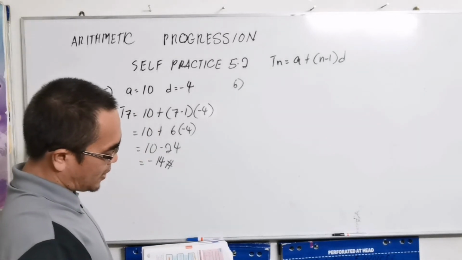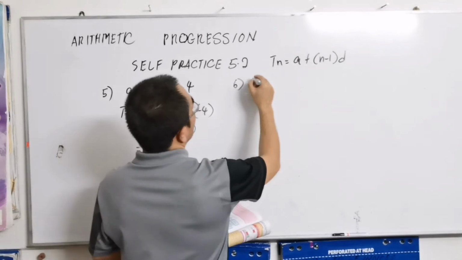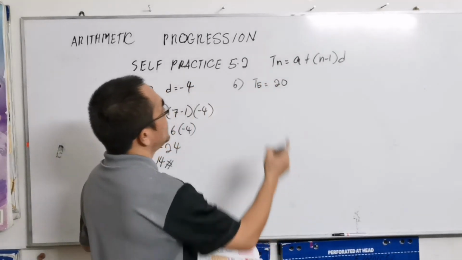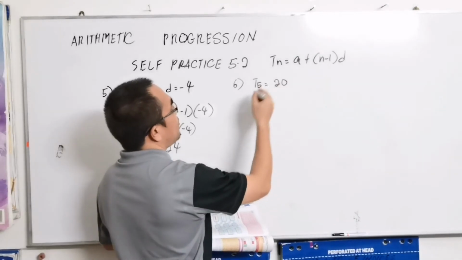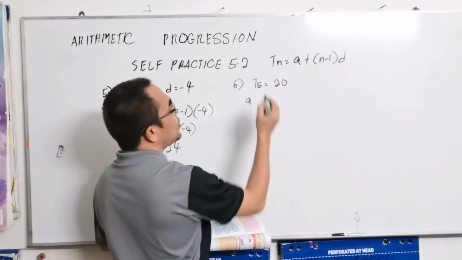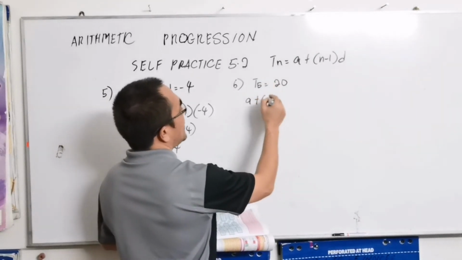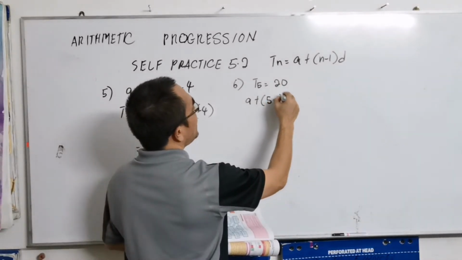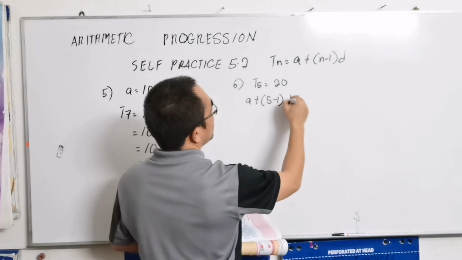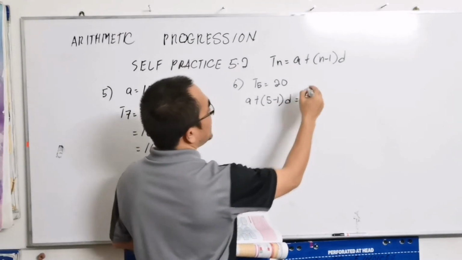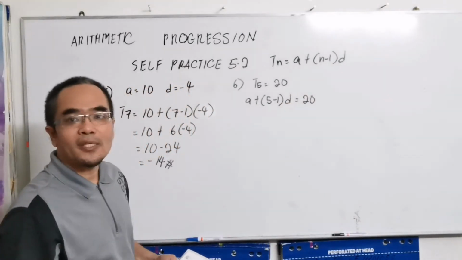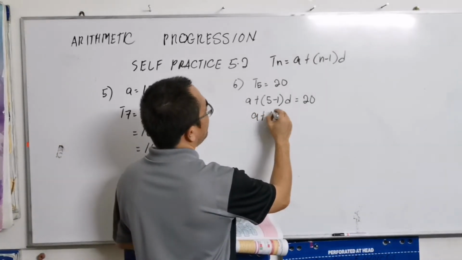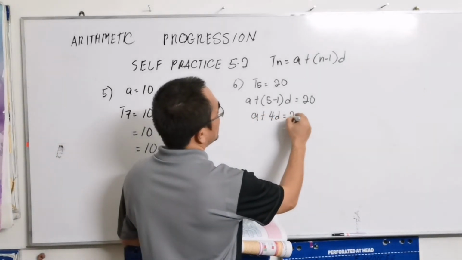T5 equals 20. So just replace using the formula. We do not know the value of A, and n is 5, so 5 minus 1, D you also do not know, equals 20. So you get one equation, simplify that. So we have A plus 4D equals 20.